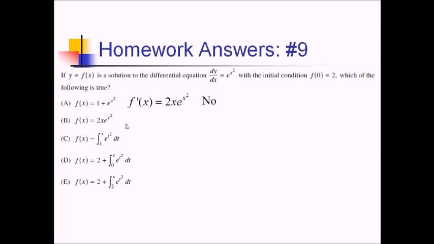We see here that f of 0 is going to equal 0 on this one, which means that it also cannot be our answer, because f of 0 is supposed to equal 2. Moving on to the next one.